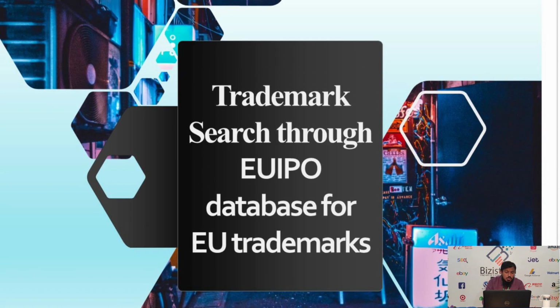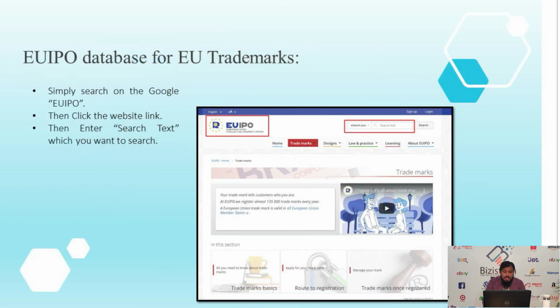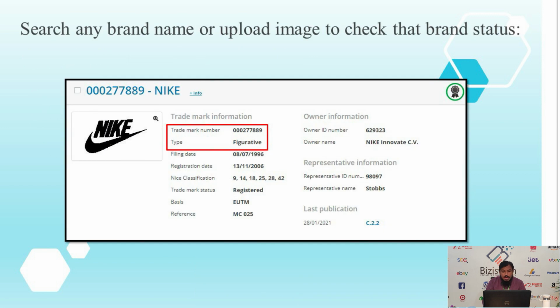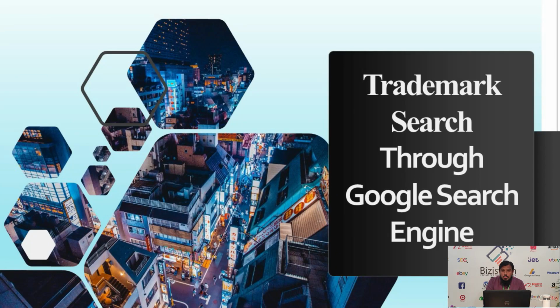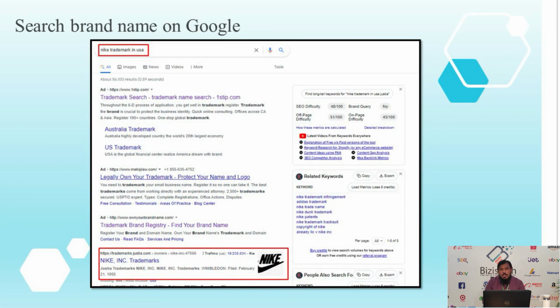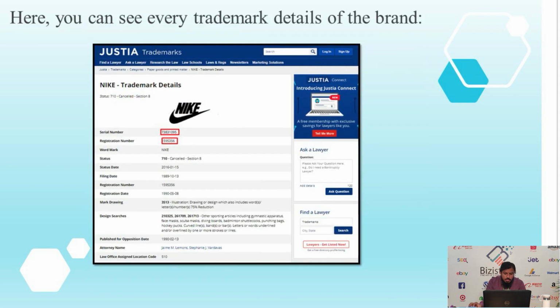It is compulsory to check whether it is available or not before you submit the application. If you want to check in Europe, then you go to the EUIPO website and search for the trademark which you want to register. I searched Nike there as well, and I can see that Nike is already registered in the European market. You can also search through Google, like writing Nike trademark registration in the USA. If Nike is registered, you can see below that it shows Nike is already registered. If you click on that link, you will go to a page of Justia Trademarks, which is a website where all the trademarks appear.